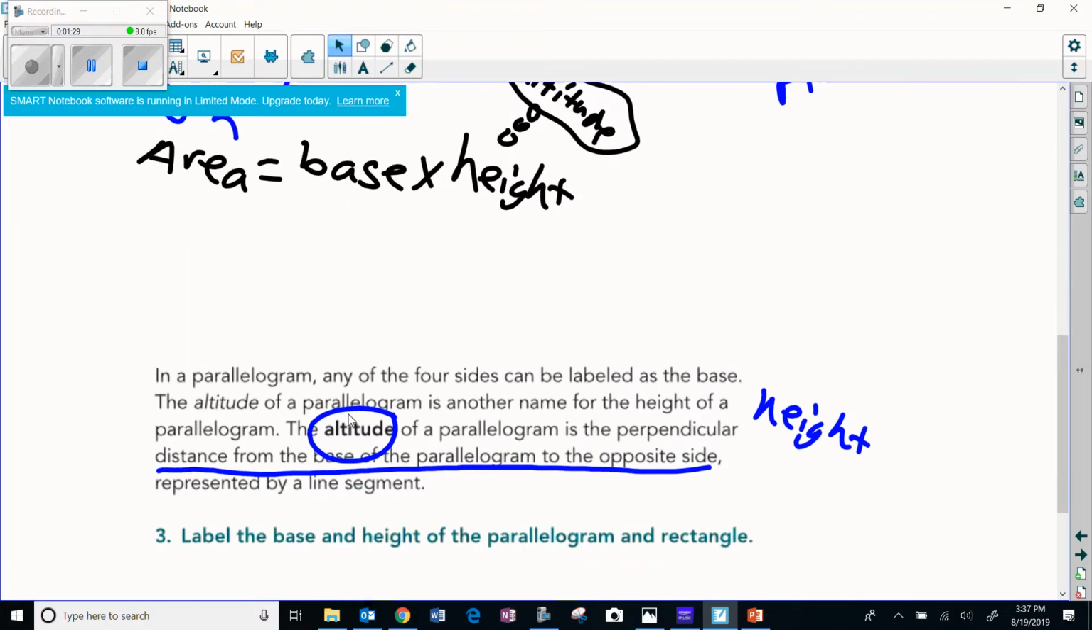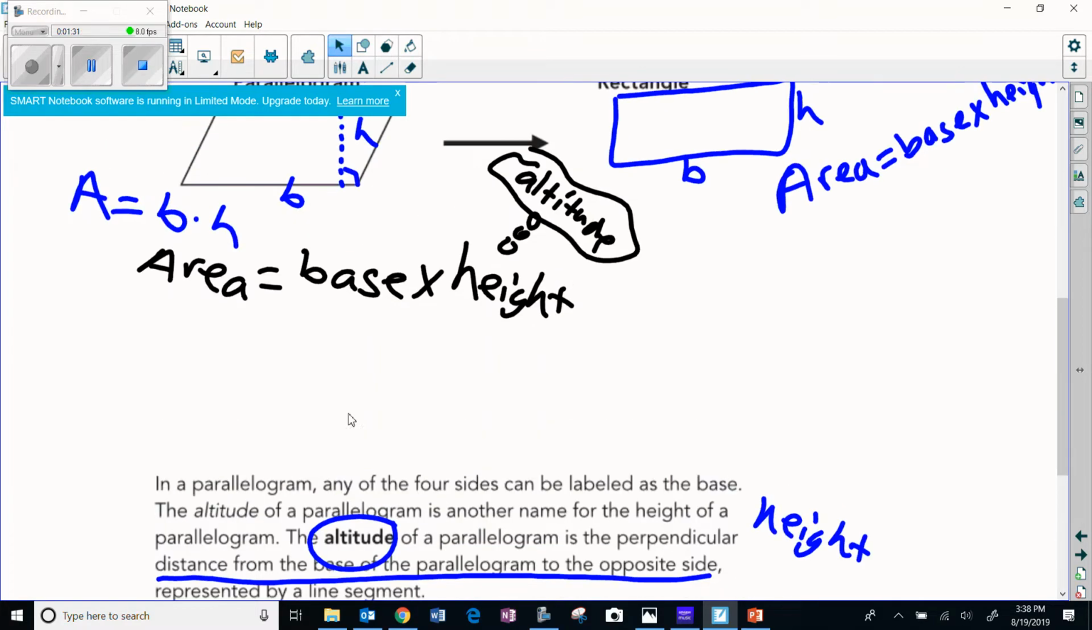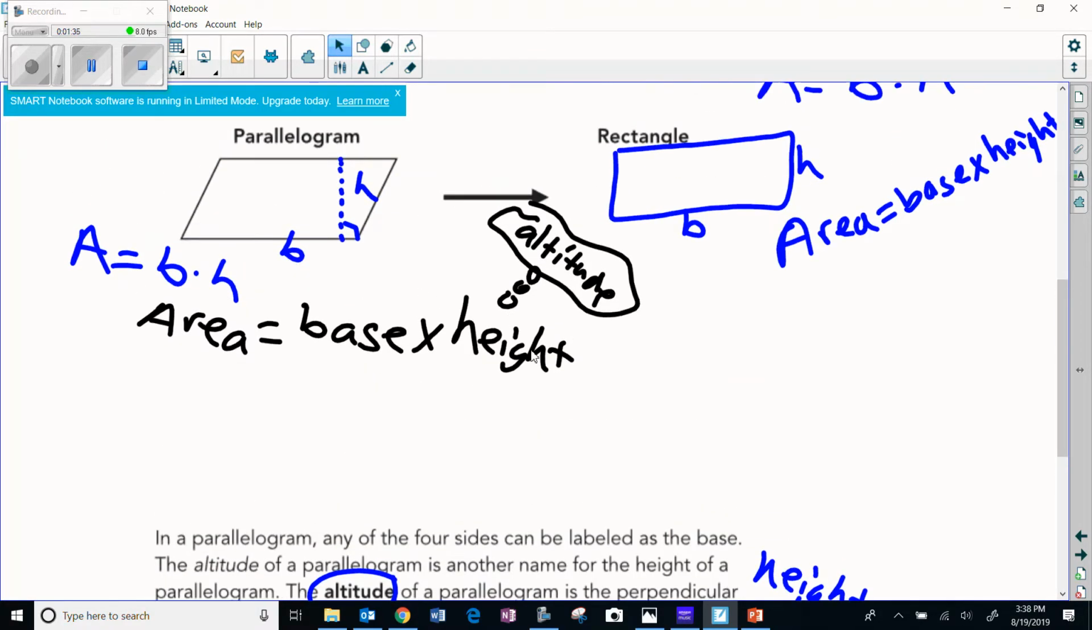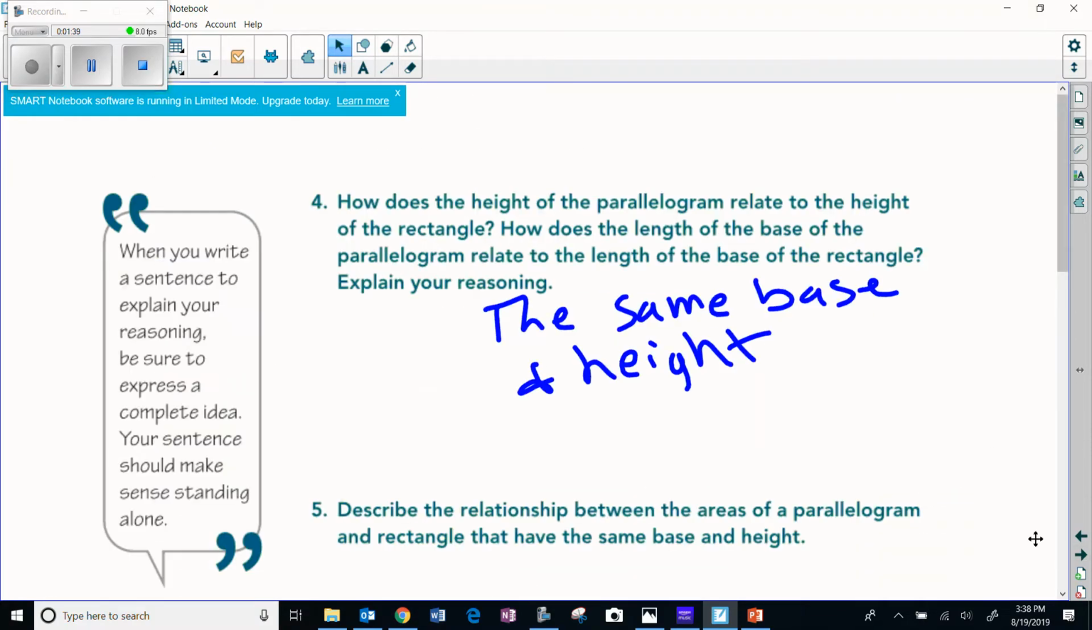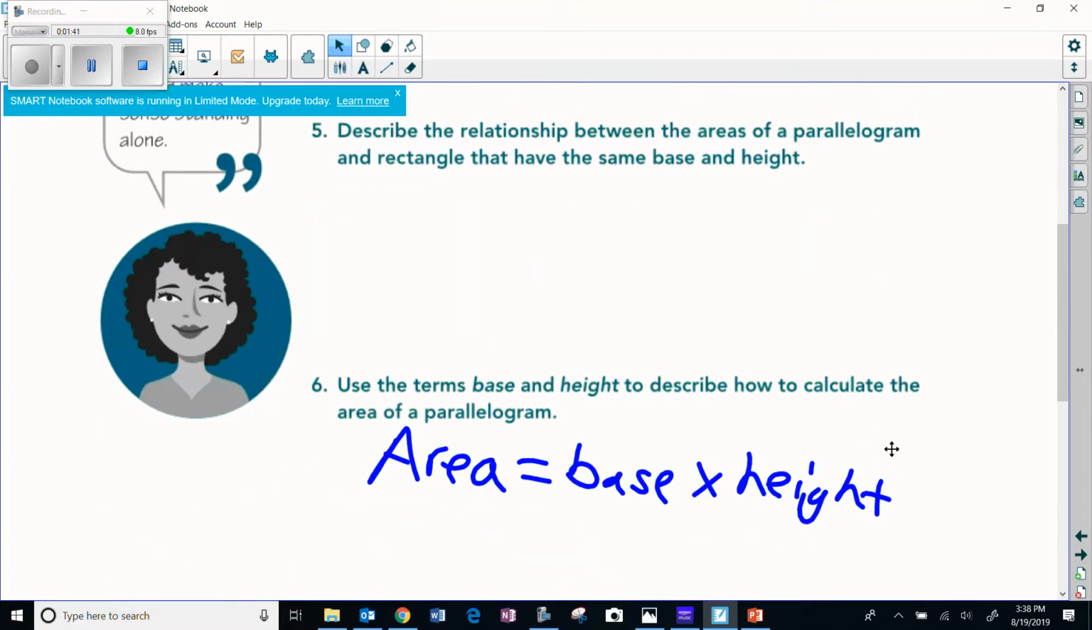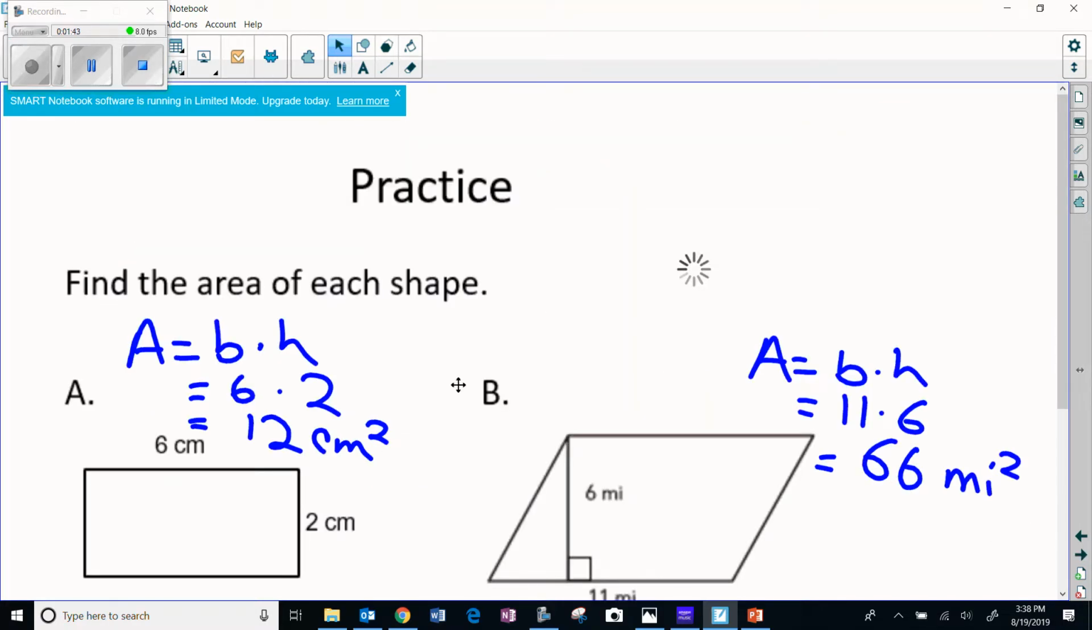And then they introduced this idea of altitude, which is really the same as height, which is why I put that little think bubble there. Altitude and height are basically the same idea. All right? So let's move on to the practice problems.